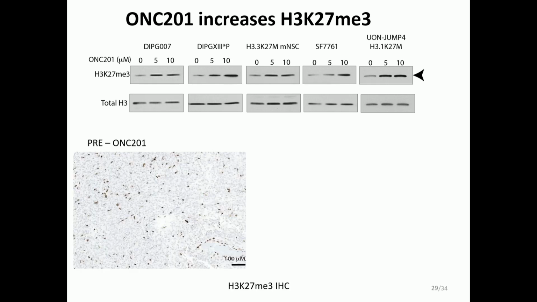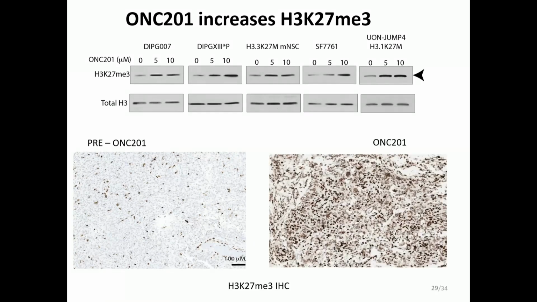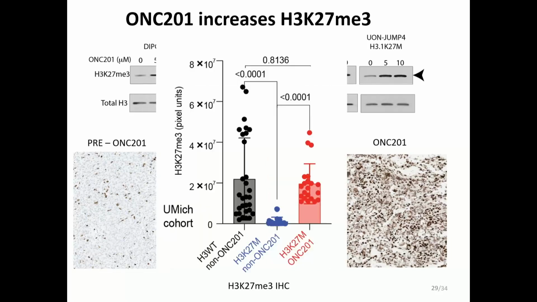More importantly, we saw this in patients. Here is a patient pre-ONC201 treatment. We're doing immunohistochemistry for 27-trimethyl, and you can see a global reduction in tumor cells, as I showed you before. Here's the patient biopsied on trial, and you can see the 27-trimethyl mark goes up, reversing this diagnostic criteria for these tumors. Here's the quantification. The black bars are H3 wild type with high 27-trimethyl. The blue lines are untreated K27M or non-ONC201 treated. You can see there's really low levels of the 27-trimethyl. And when you treat with ONC201, this is reversed.